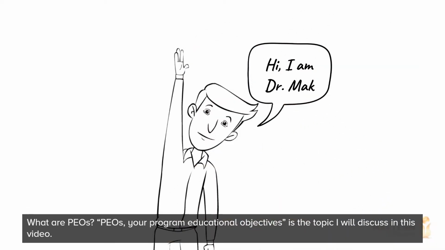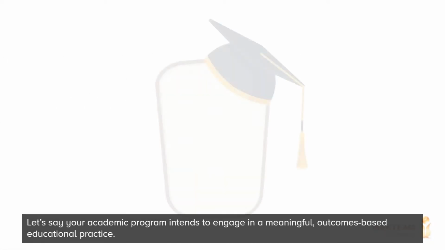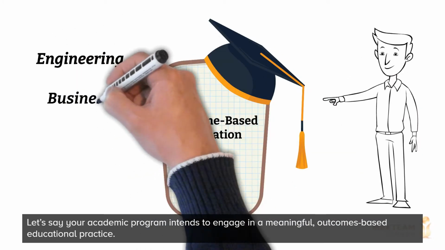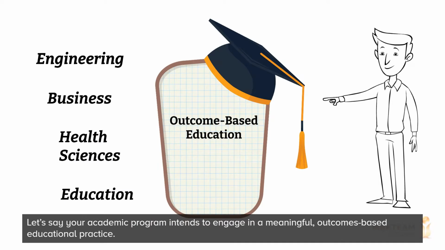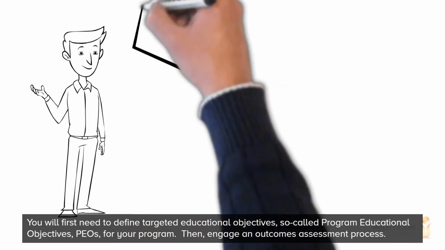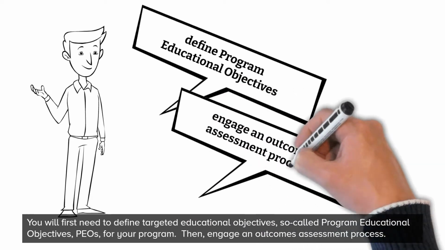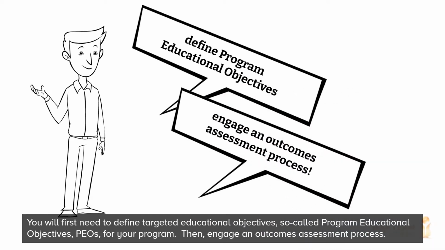What are PEOs? PEOs, your Program Educational Objectives, is the topic I will discuss in this video. Let's say your academic program intends to engage in a meaningful, outcomes-based educational practice. You will first need to define targeted educational objectives, so-called Program Educational Objectives, PEOs, for your program. Then, engage in the outcomes assessment process.